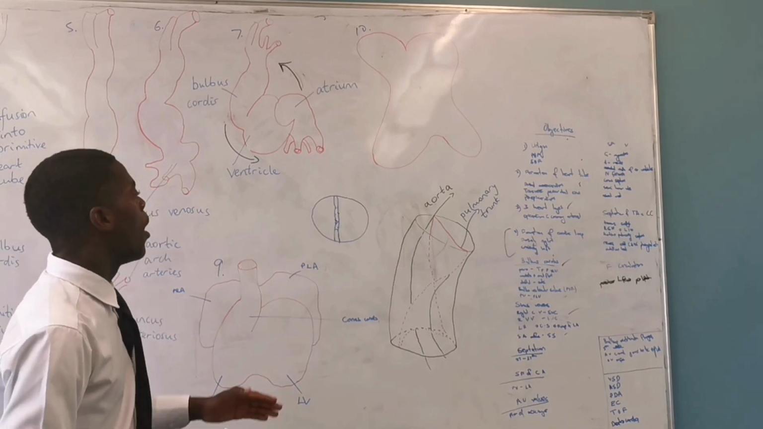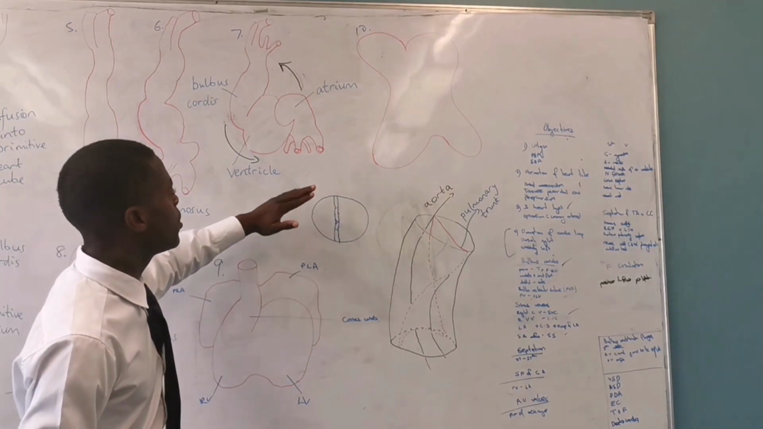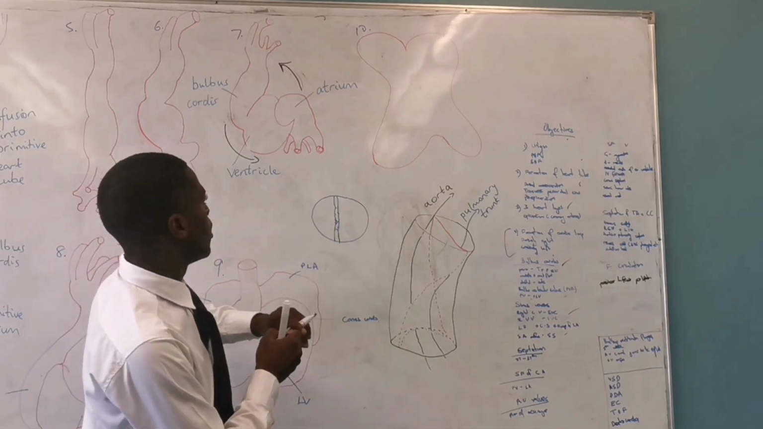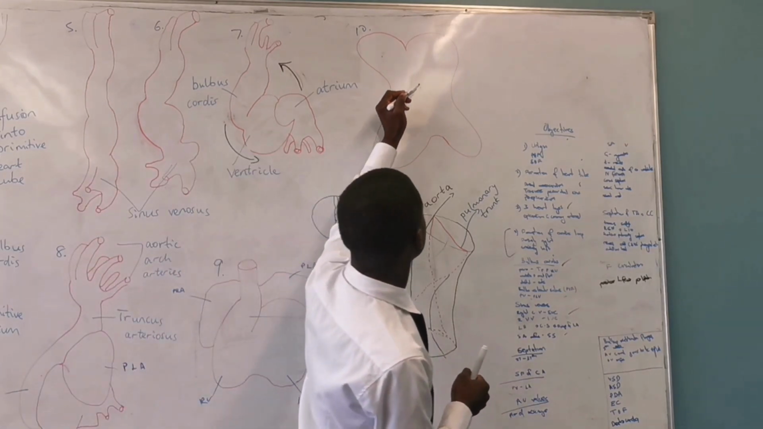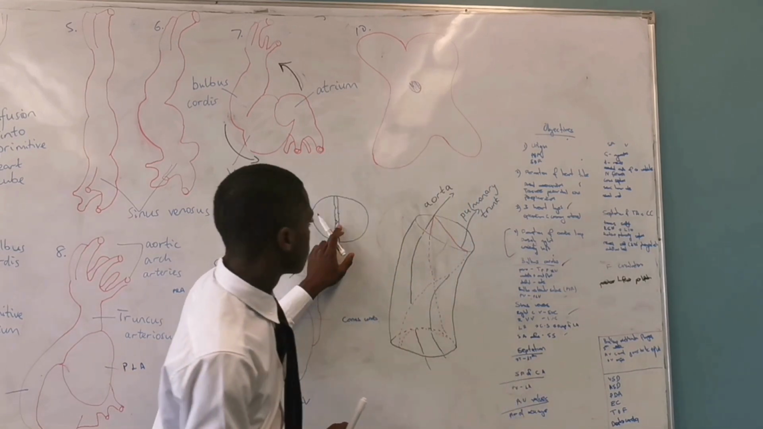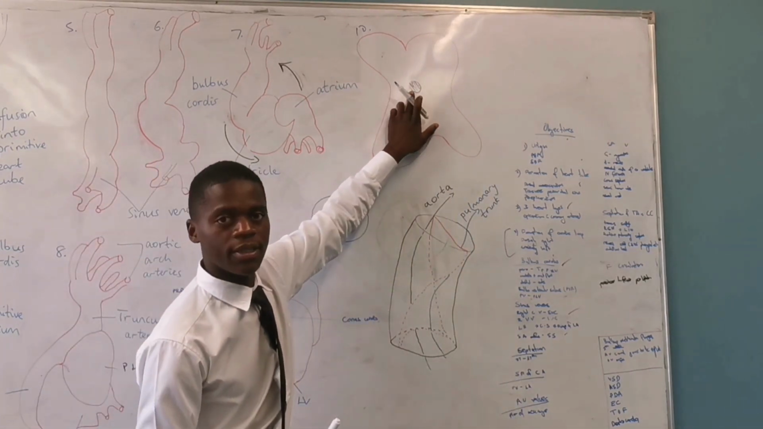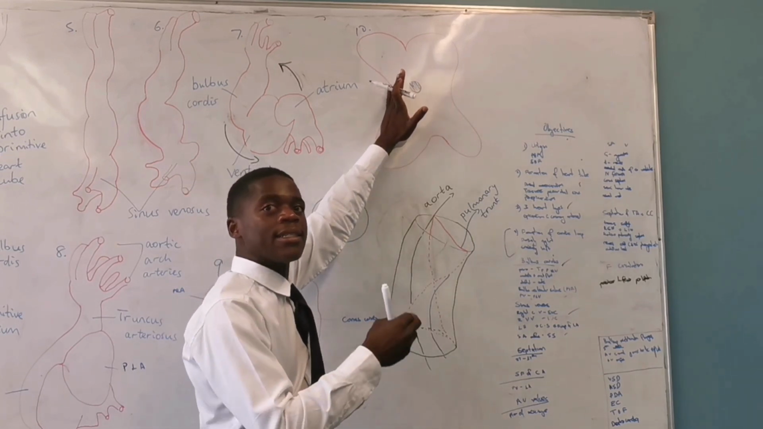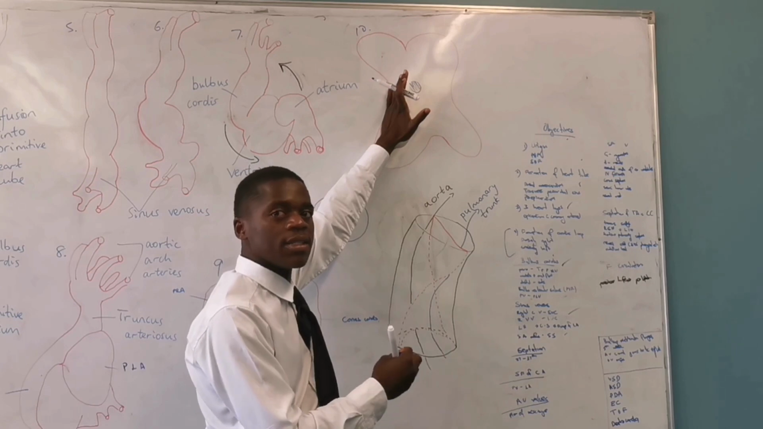After this process, if we were then to take a sagittal section through the heart, we are going to realize that this cushion looks more like this. And that means now this is the right atrioventricular septum.